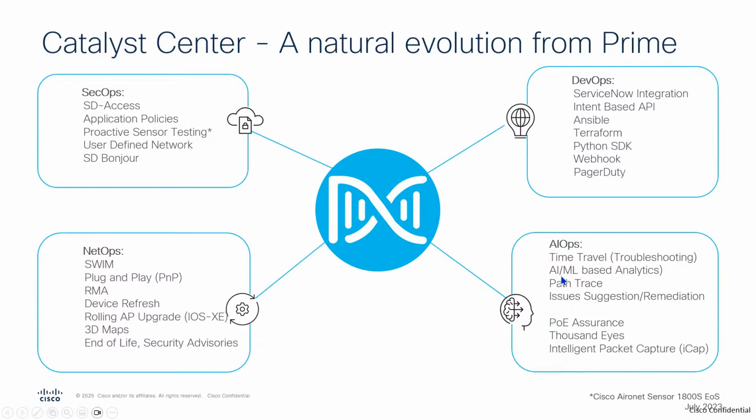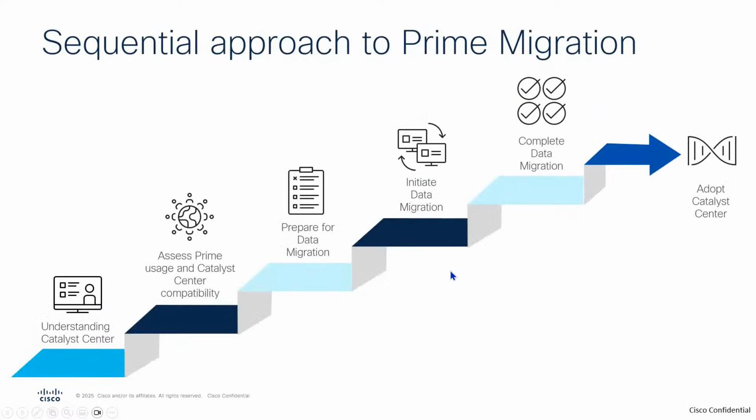And we have various things such as AI, ML-based analytics, path trace, issue suggestions, PoE, assurance. We have new features such as energy insights. How is energy being consumed within your network? ThousandEyes integrations to see what's happening over the WAN. And then we have intelligent packet capture, which will give you a lot of insight and troubleshooting capabilities into your wireless network and how it works. So there's a lot of capabilities, and it is not limited to that. There's a lot more as well that you can do in a bunch of different integrations, such as ICE as well.